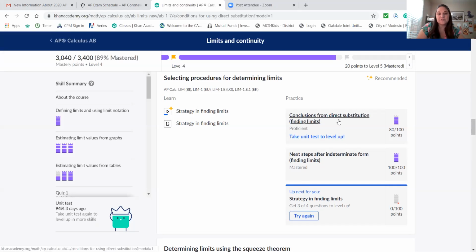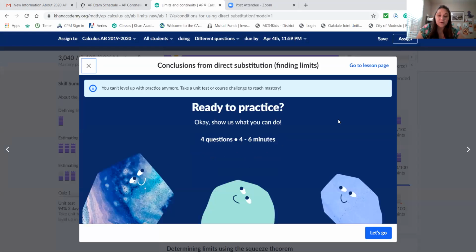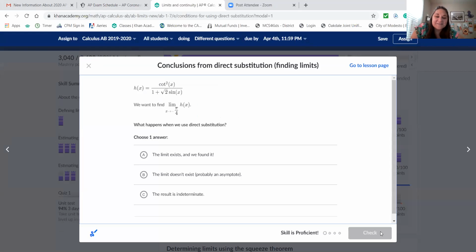So let's go ahead and just do this skill. Let's do it together, or you watch me do it. Okay, so what I have here is cotangent squared of x all over 1 plus root 2 sine x, and we're going to negative pi over 4. Forgive me, I'm going to go back and forth, and so I'm just writing this out.